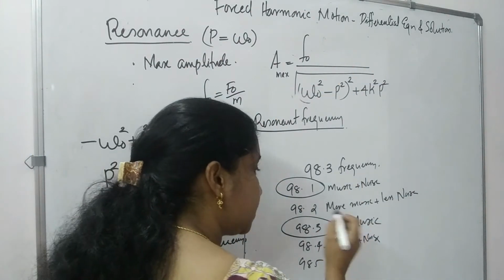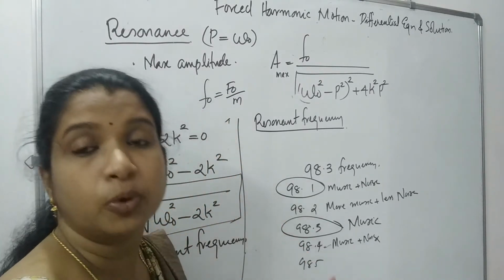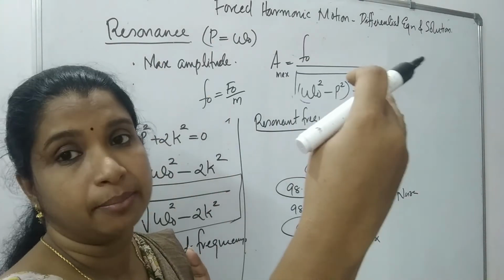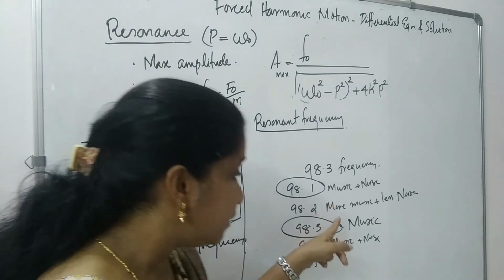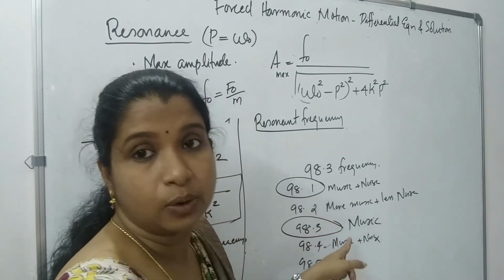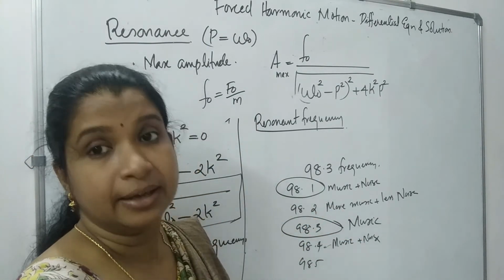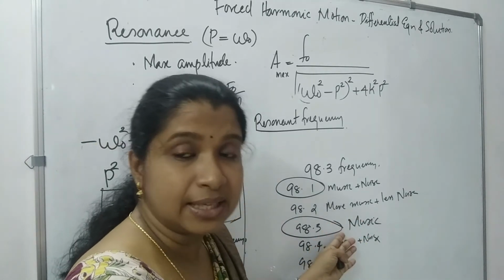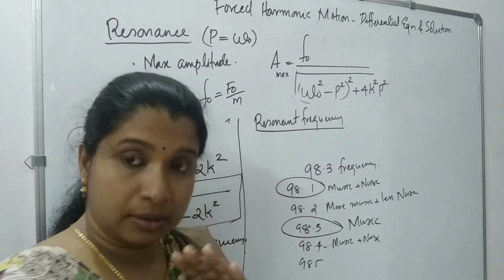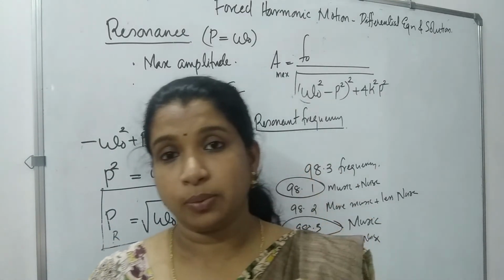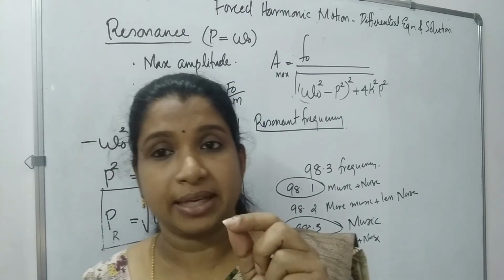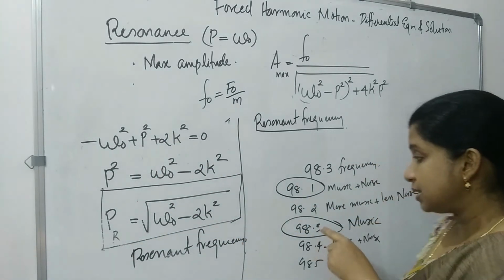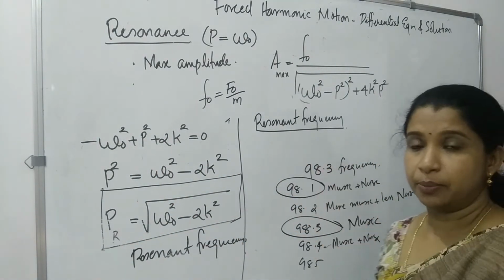So at this particular frequency alone, the body oscillates with maximum amplitude. As a result, at this particular frequency alone, we can hear the clear sound. In the case of TV signals also, when the signal frequency becomes equal to the receiver frequency, we get that channel. So this is the importance of this resonant frequency.